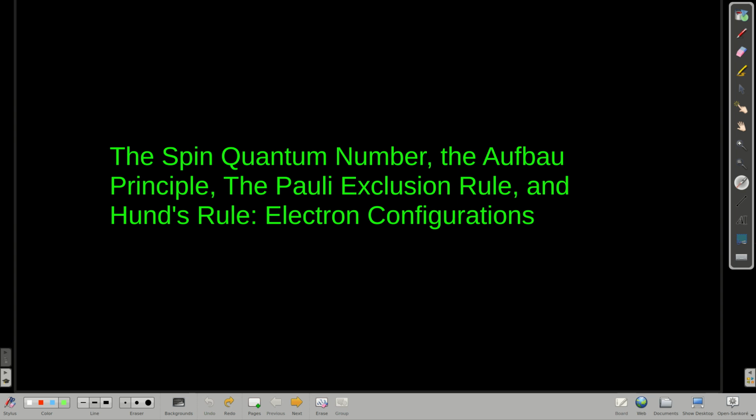So we're going to talk about the fourth quantum number called the spin quantum number and some rules, the Aufbau principle, the Pauli exclusion rule, and Hund's rule, and how these lead to what are called electron configurations.